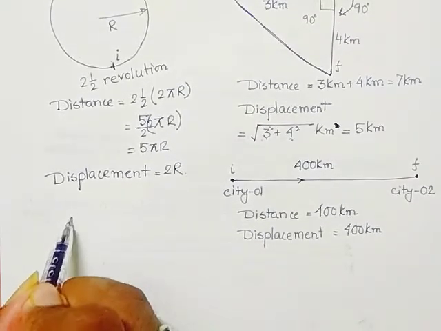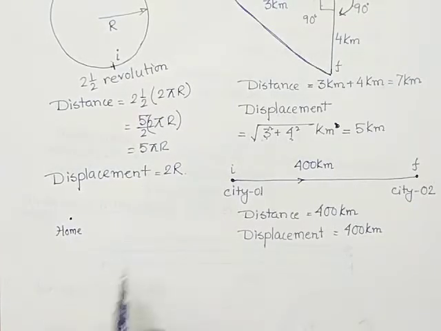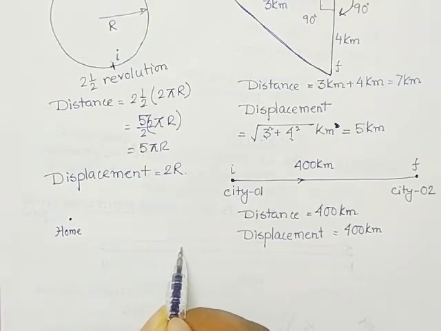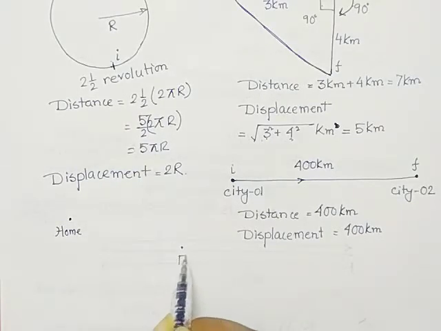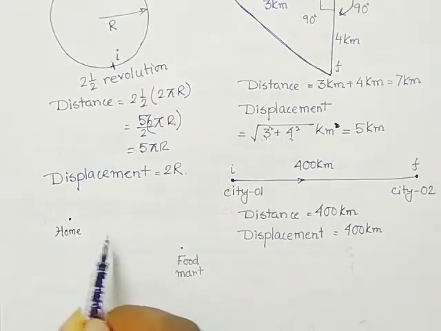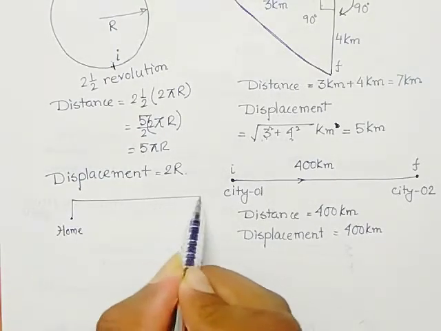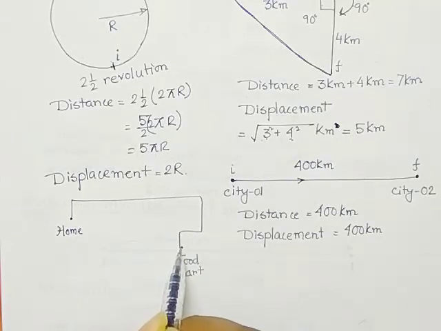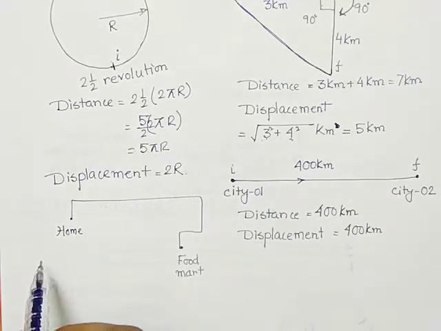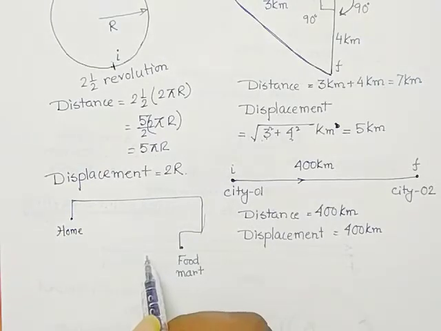You just consider it is your home, okay, and this is the food mart where you want to take the groceries. To reach this food mart, you have to follow this type of trajectory. So basically this thing is concerning the path that you have actually covered.